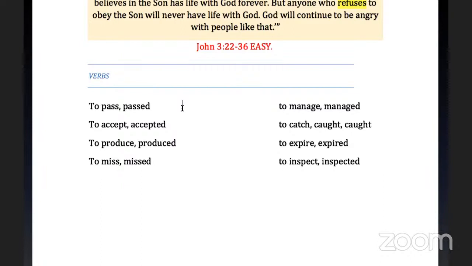Do you know what is the meaning of miss? Extrañar. Okay, okay, okay. Catch, teacher, or I don't know. Atrapar. Catch.